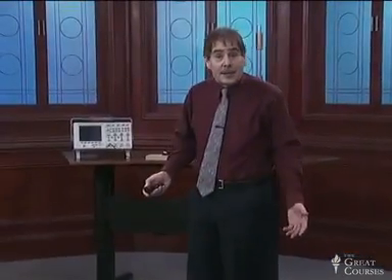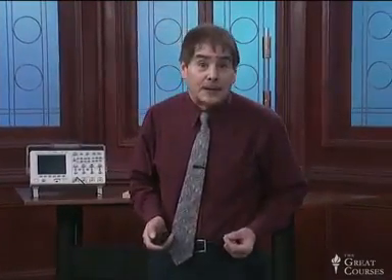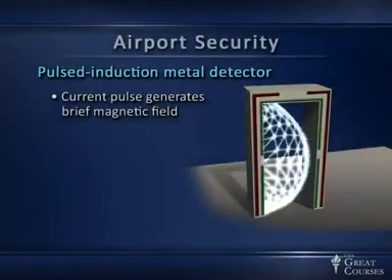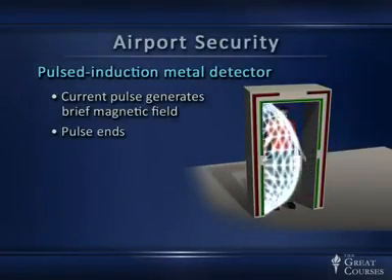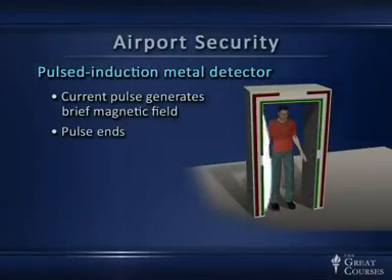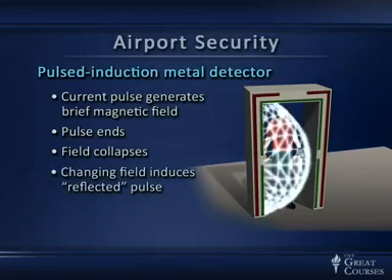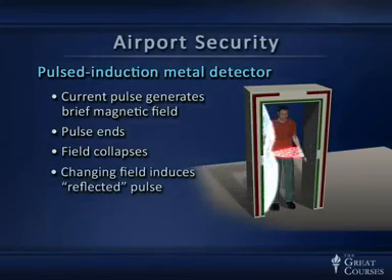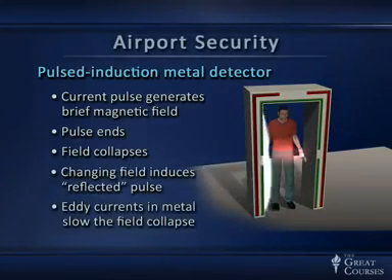We use electromagnetic induction also for airport security. When you walk through an airport metal detector, you use what's called, in most metal detectors, pulsed induction technology. In pulsed induction, there's a current pulse that generates a brief magnetic field, and if there are eddy currents occurring in metal on the person who's walking through the metal detector, those eddy currents slow the field collapse, and that slowness is detected by electronic devices, and that's what sets off the alarm.